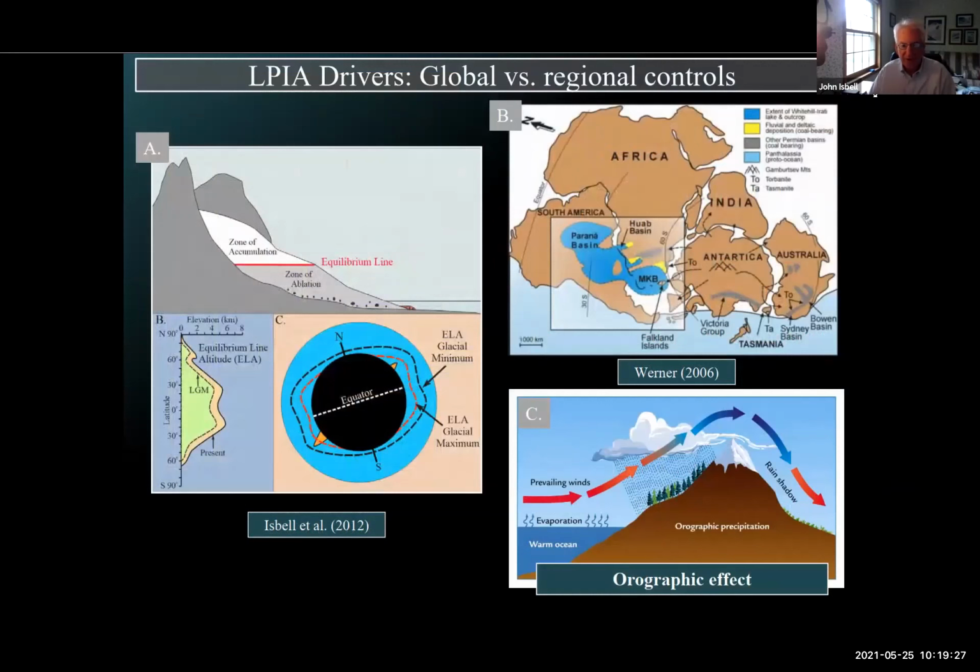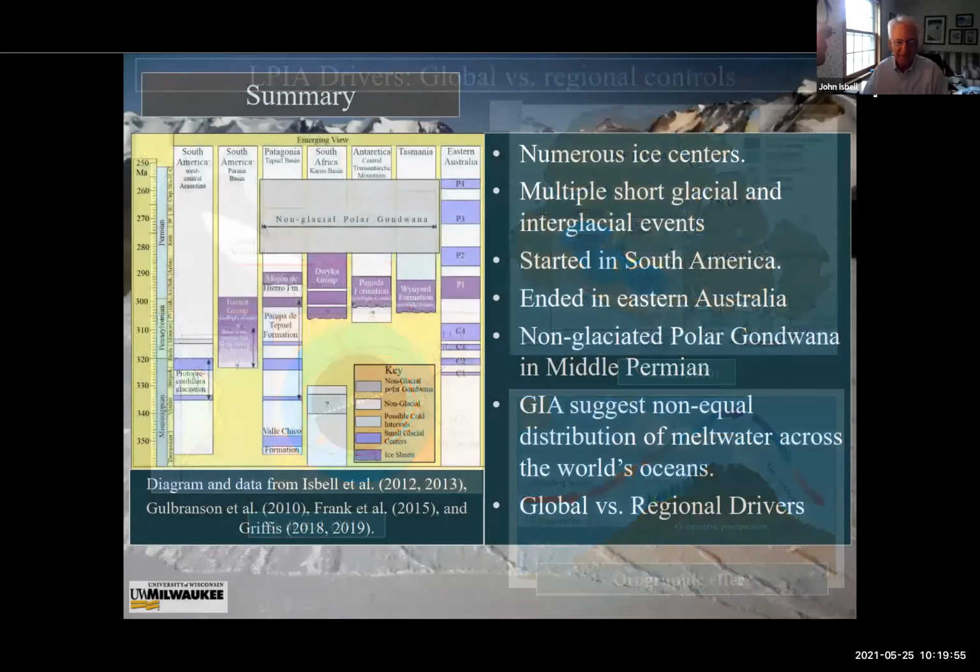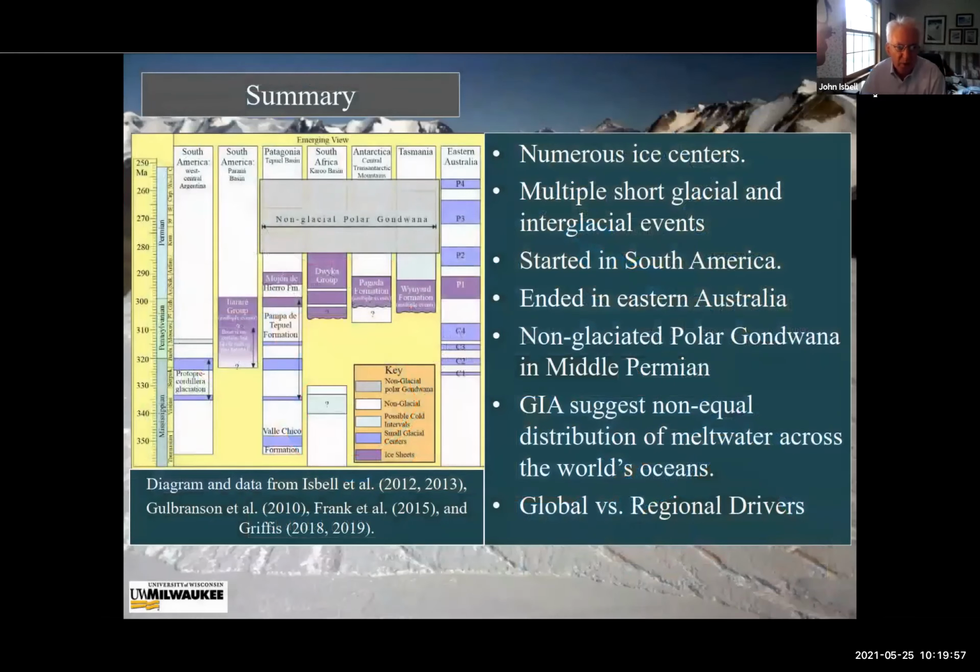Those drivers, though, also require that we have a moisture source. If we don't have a moisture source, we can't grow an ice sheet. And in part, the orographic effect may help deliver precipitation and allow for the growth of ice sheets in certain areas. And it may inhibit the growth of ice sheets, such as in the Pampean Arch in Western Argentina, because of a precipitation shadow. Next.